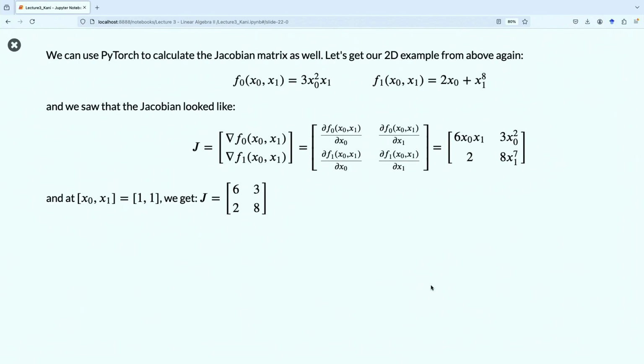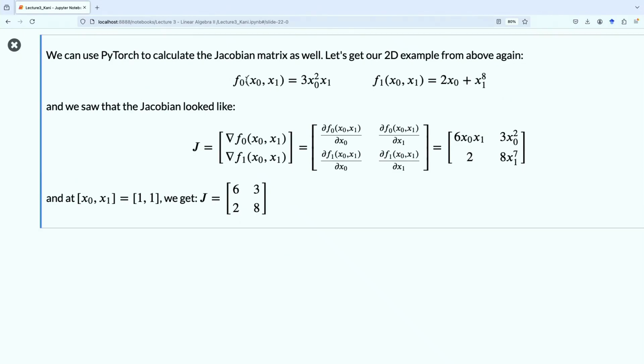So, PyTorch allows us to calculate the Jacobian matrix as well. Let's go back to our system of equations again, and just rewrite some variables. Instead of x, y, we're just going to write x0, x1. And we're just going to rewrite the equations. Instead of 3x squared y, we're going to rewrite it as 3 x0 squared x1. And similarly, we do the same thing for g, where instead of g, we write f1, and we say f1 is equal to 2 x0 x1 to the 8th.